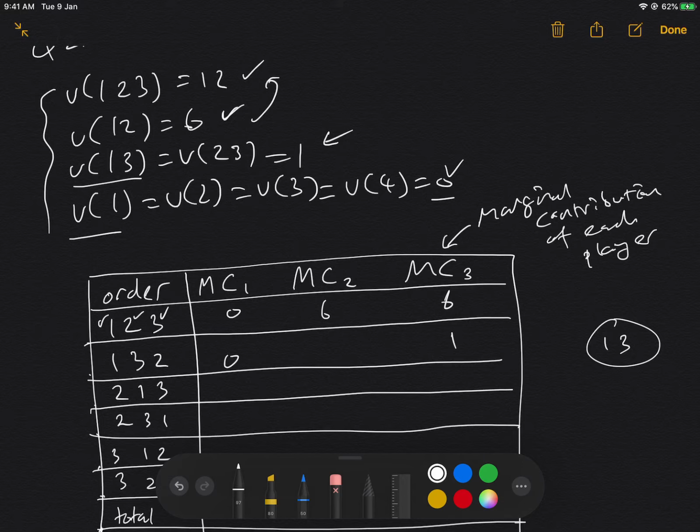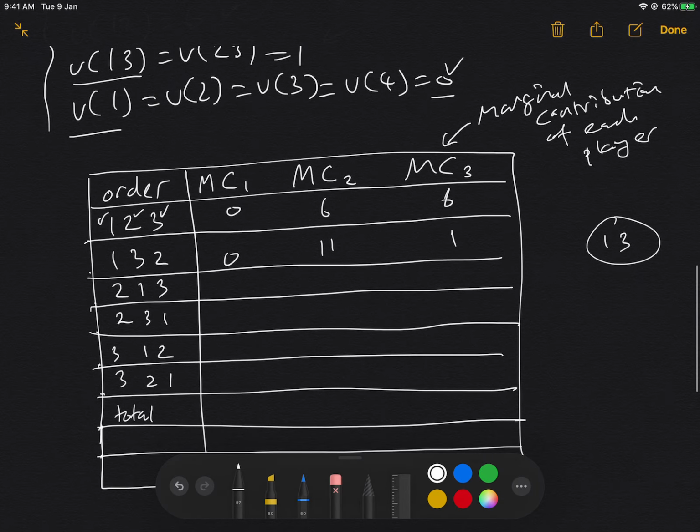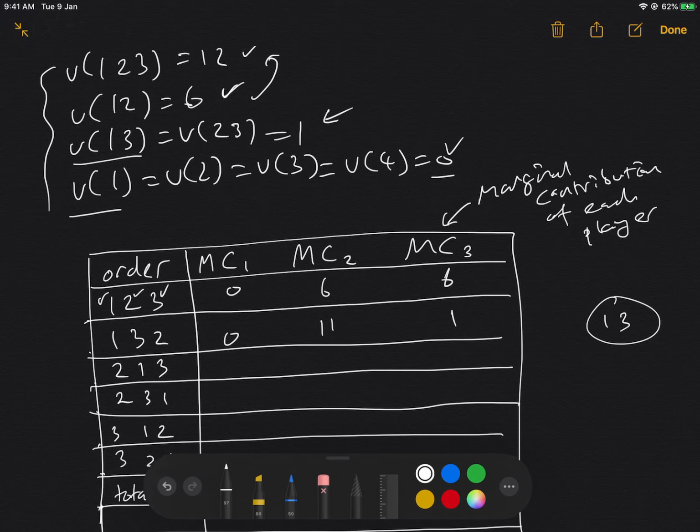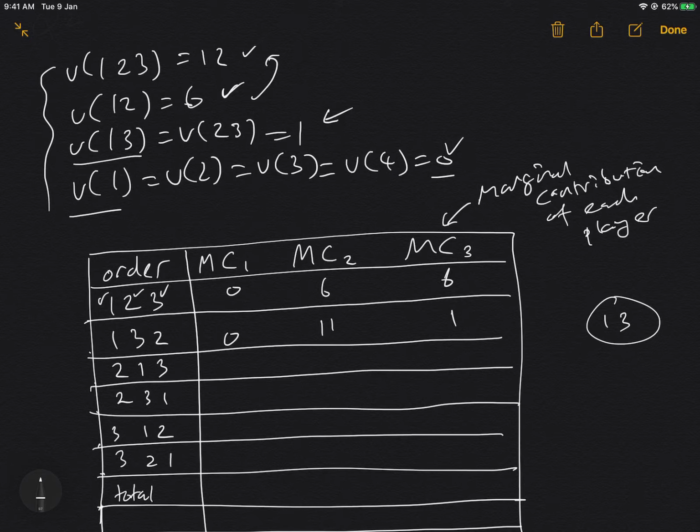And by adding player 2, we got 11. Okay, that's an addition of 11. So I don't think I need any further explanation, and I'll just go on and fill out the table. You can skip it. I think I'll put the timestamp so you can skip it.